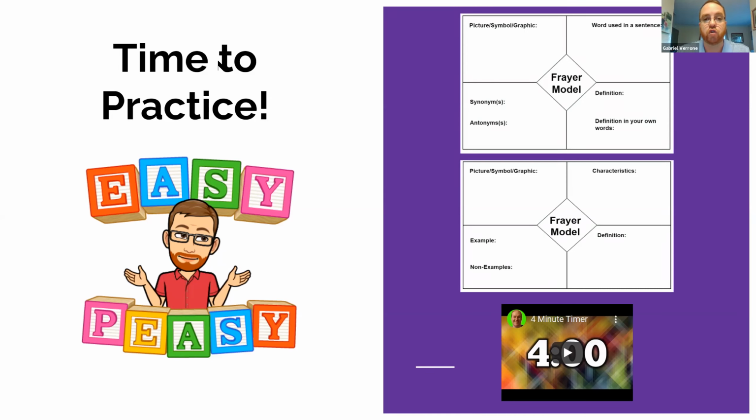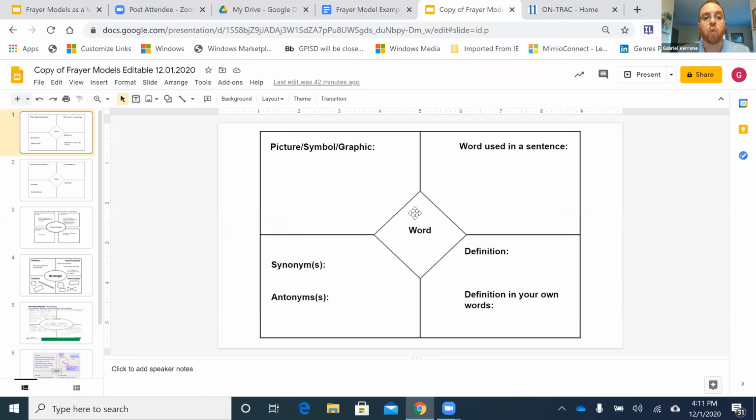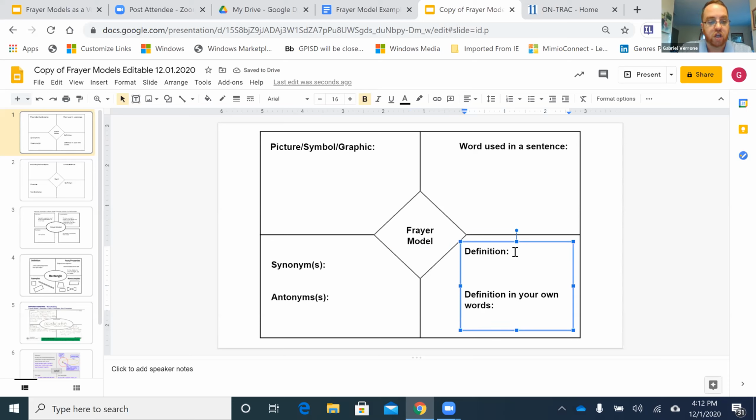So what I want you to do is, let me get out of here real quick. You're going to go into your Frayer model. One of you is going to share your screen. And look, you're just going to go in here and put Frayer model, right? Then you're going to define together. One person's going to type, but you guys are going to talk, right? A Frayer model is, what is it, right?